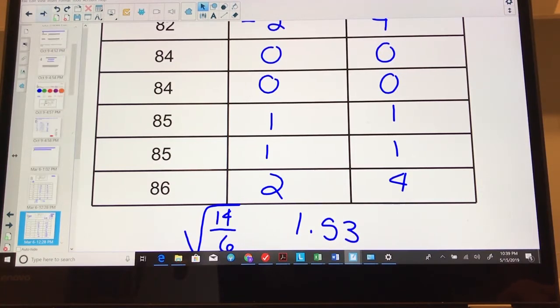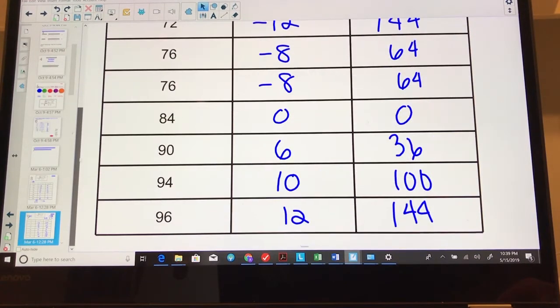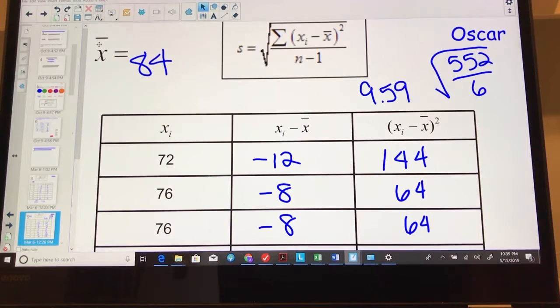If we do the same thing with Oscar's, again, all of our data points, data point minus the mean, square them up, Oscar ends up with a standard deviation of 9.59. So when we take a look back at what their original scores were, you'll remember that Connie's scores were a lot more consistent than Oscar's scores, and we finally have a way to measure that, or to show that, because the mean didn't work and the median didn't work, but now, lo and behold, our standard deviation does show us that Oscar's scores are more spread out than Connie's.